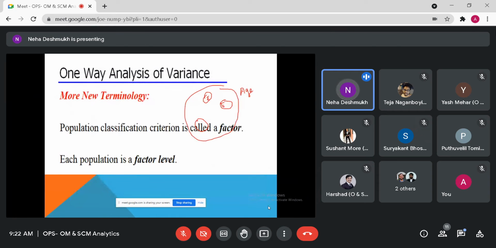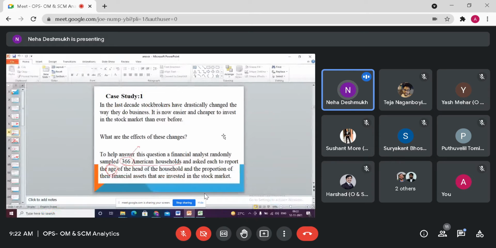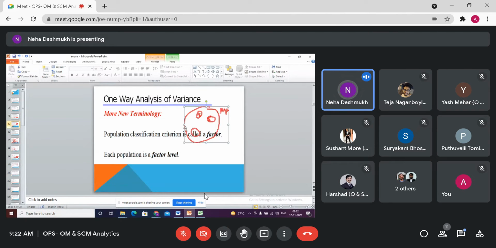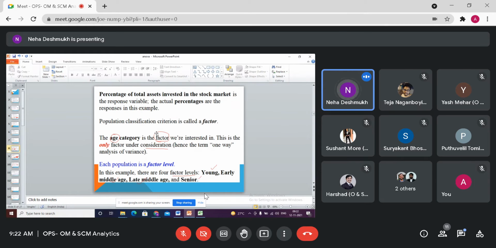In this ANOVA, we have calculated the factors, the classification factor, right? This classification factor is based on the number of samples, right? Then we discussed one case study with four categories, category 1, 2, 3, and 4. Then we calculate the number of dependent and independent variables.